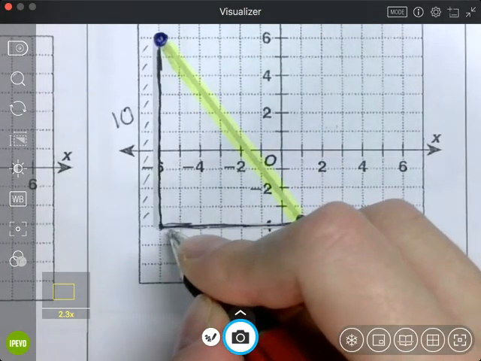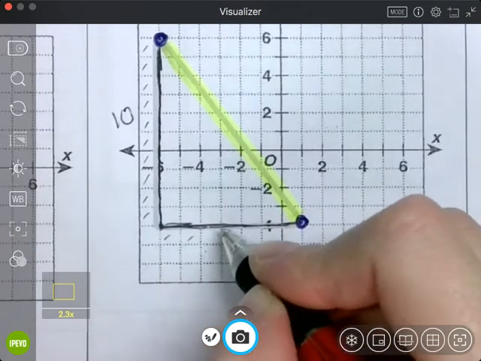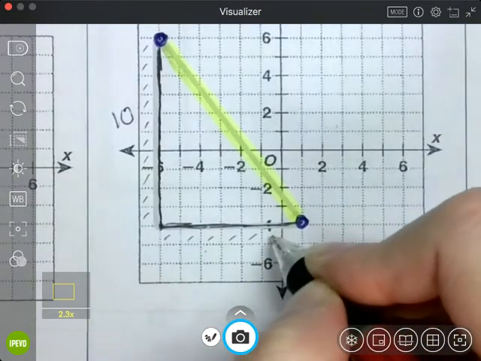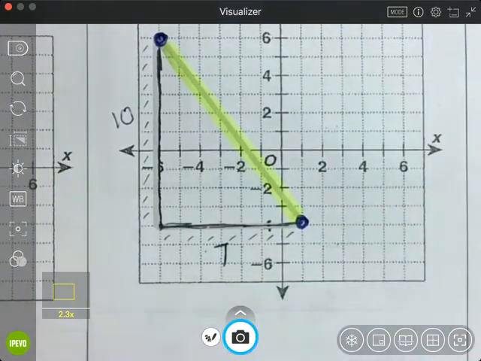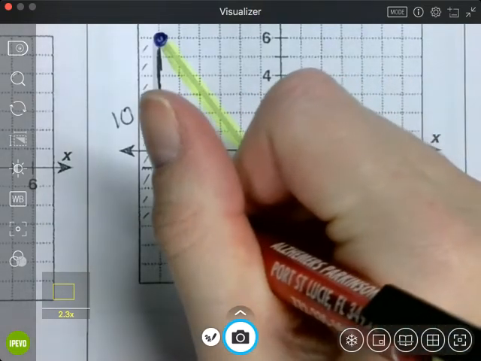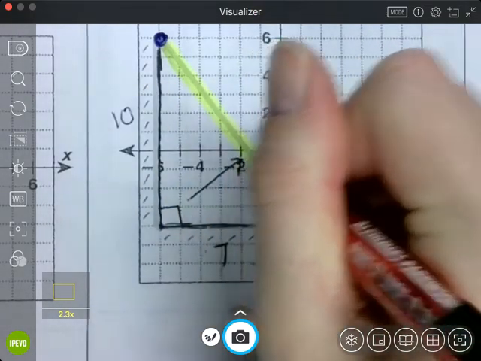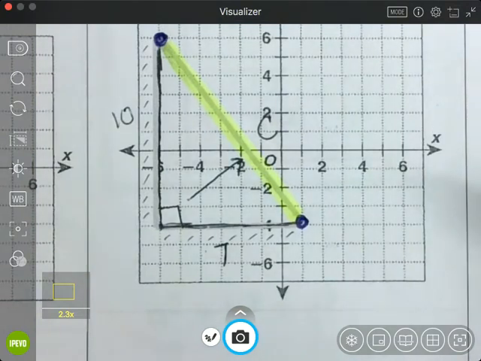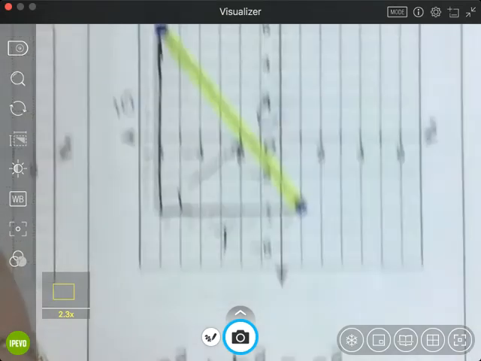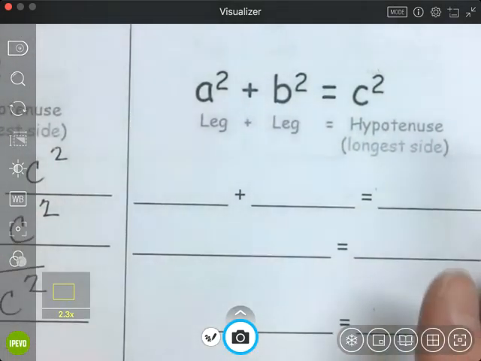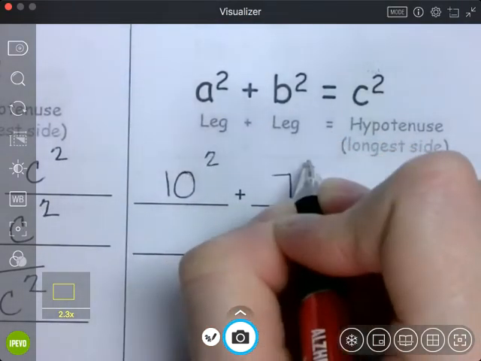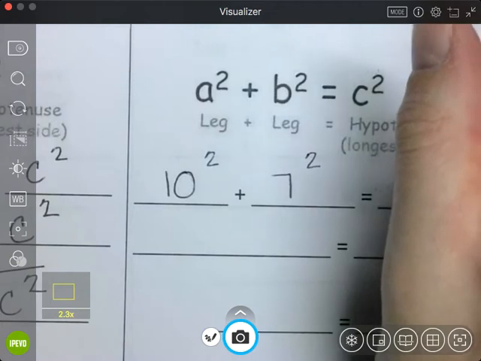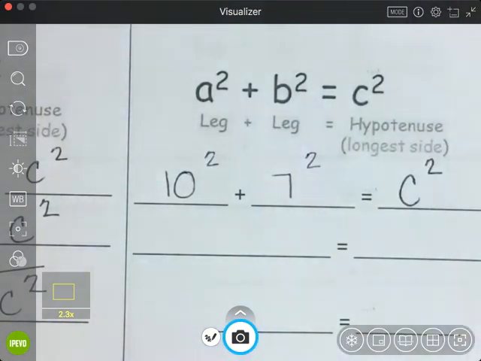Left to right, how many boxes? 1, 2, 3, 4, 5, 6, 7. You should have gotten 7 boxes left to right. Now we can find our C. So my 2 legs were 10, so it'll be squared, and 7, so that'll be squared as well. That's going to equal C squared.